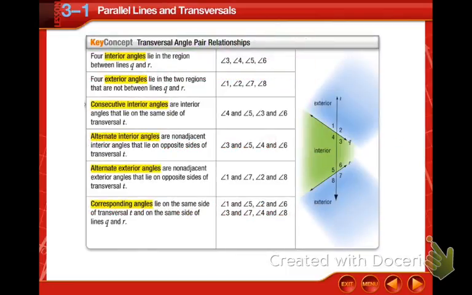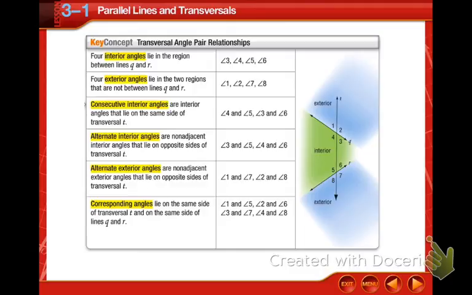Next portion here, transversal angle pair relationships. So there's a very good picture. I love this picture because of the shading, showing you the green is where the interior is, blue is where the exterior is. So for example, interior angles lie in the green area, exterior angles lie in the blue sections. Consecutive interior angles are on the same side of the transversal, that's line T. It's the line that goes straight up and down. Consecutive interior angles, though, are on the same side of that line and inside.